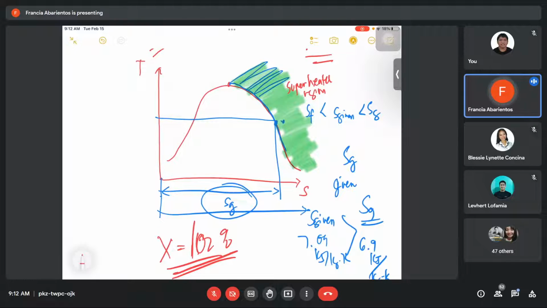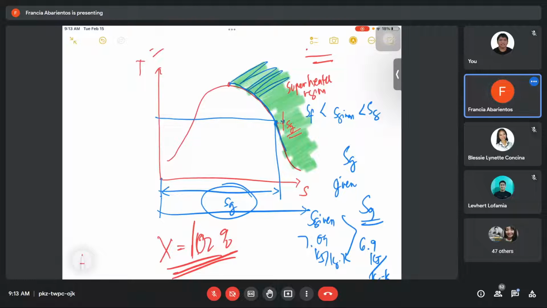Ito yung given sa'yo. SG. Ayan. At a certain existing pressure or temperature na given sa'yo. Pag nakita mo na mas malaki yung given, then superheated din.